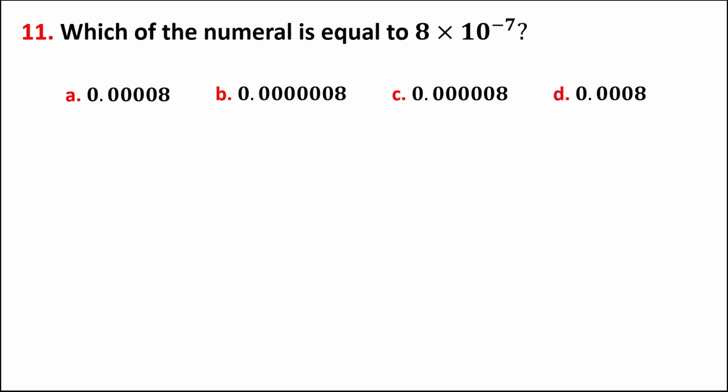Then for this problem, which numeral is equal to 8 times 10 to the power negative 7? Since the exponent is negative 7, we need to move to the left 7 times. So we have 1, 2, 3, 4, 5, 6, 7. Then we add zeros. So we have 1, 2, 3, 4, 5, 6 zeros.